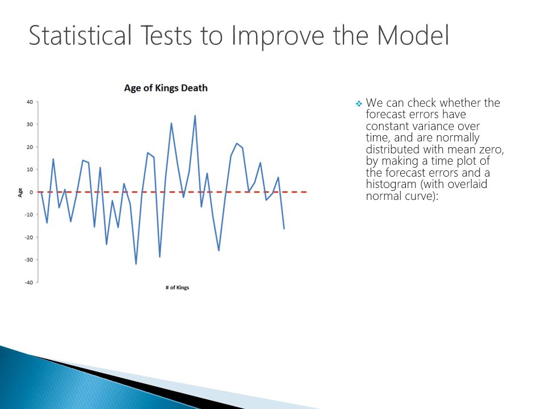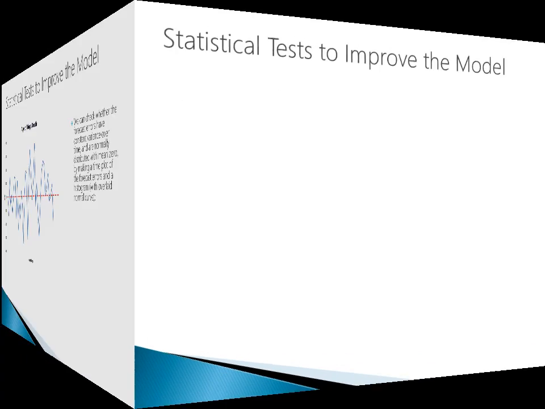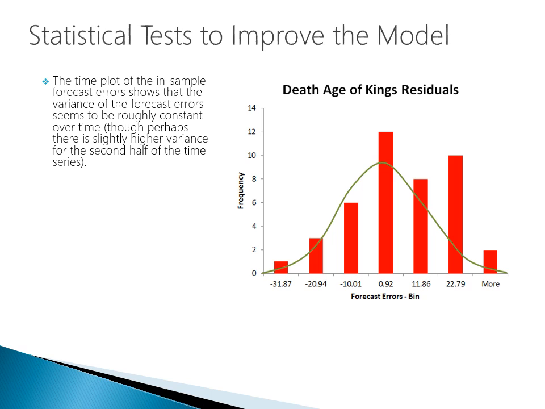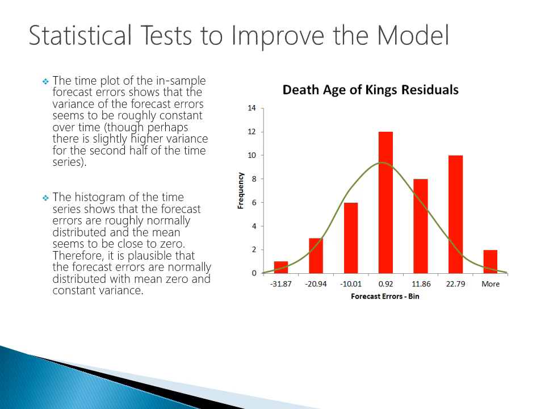We can check whether the forecast errors have constant variance over time and are normally distributed with mean zero by making a time plot of the forecast errors and a histogram with overlaid normal curve. The time plot of the in-sample forecast errors shows that the variance of the forecast errors seems to be roughly constant over time, though perhaps there is a slightly higher variance for the second half of the time series. The histogram shows that the forecast errors are roughly normally distributed and the mean seems to be close to zero. Therefore, it is possible that the forecast errors are normally distributed with mean zero and constant variance.